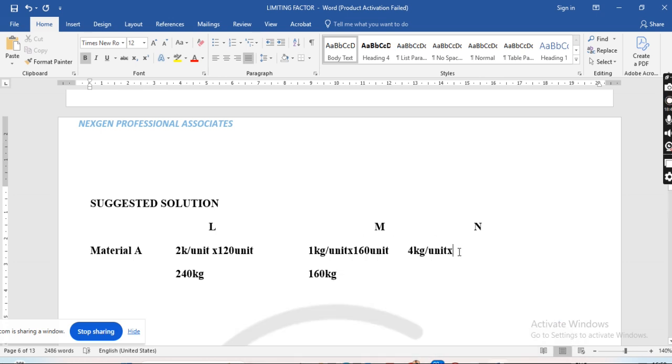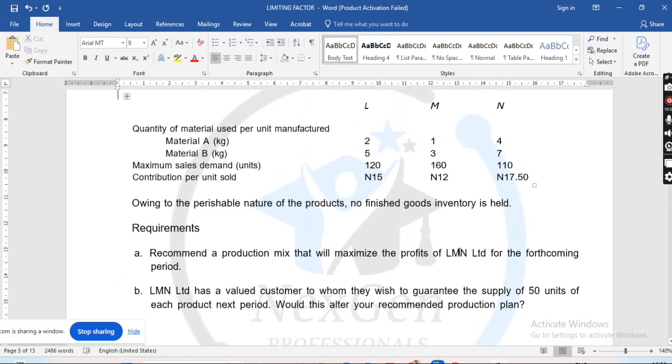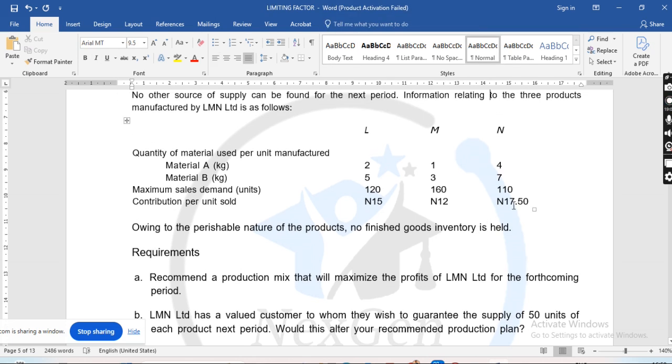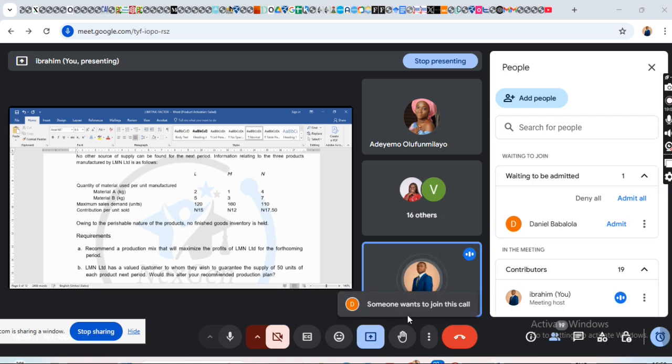17.5 units. Right? So what do we have? 17.5, 70 kg, 110 kg. 110 units rather. Yeah, 110 units.